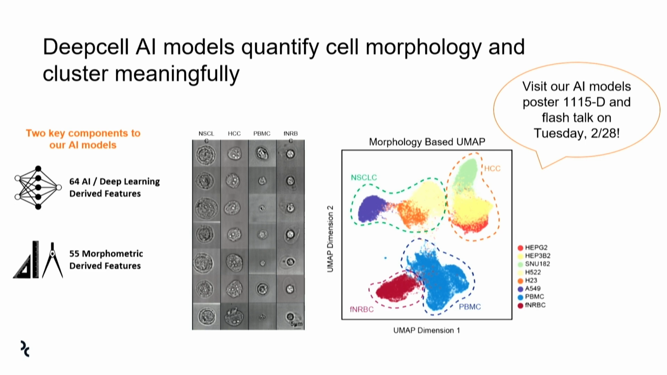And now the AI models enable meaningful clustering. What we mean by that is that they can determine which cells should be together: are they together?